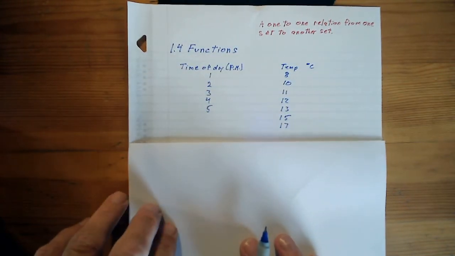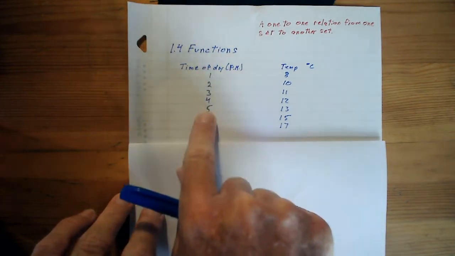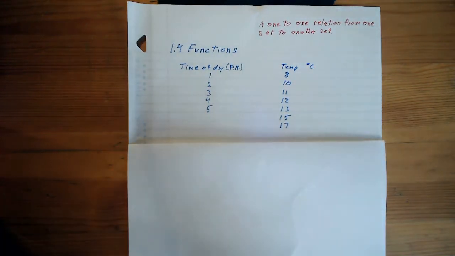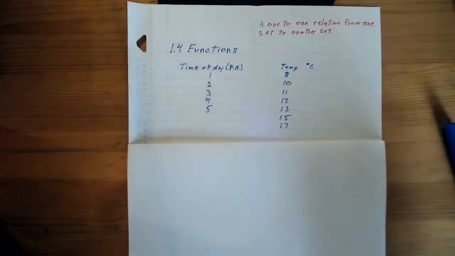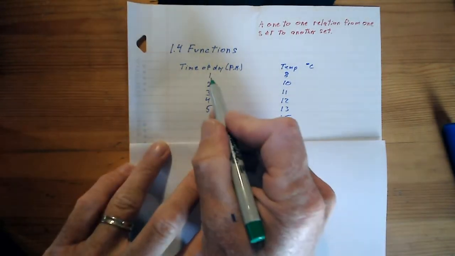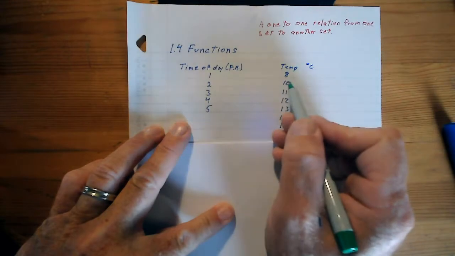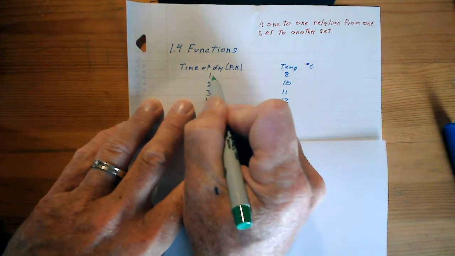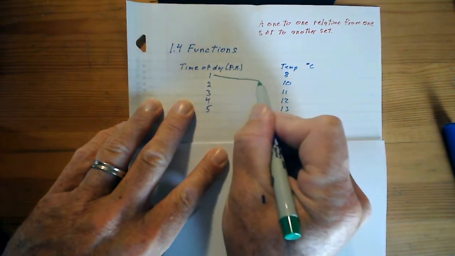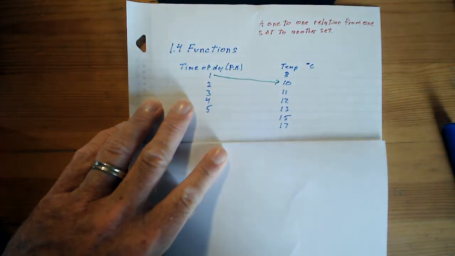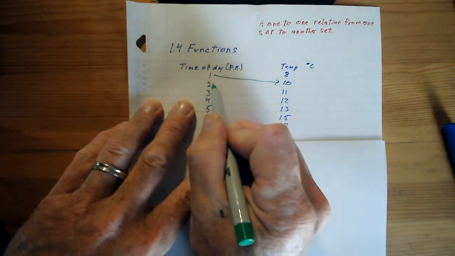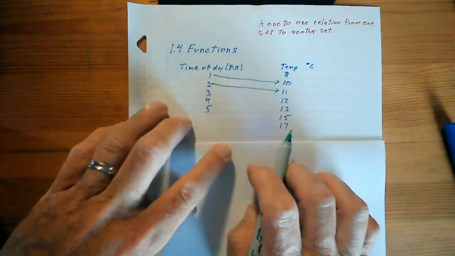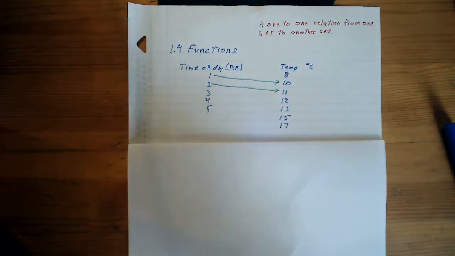Let's say we've got one set of data, time of day, and compare it to another set of data, the temperature. A one-to-one relation means that every item in this time of day is mapped to only a single item in the other data set. So for example, at 1 o'clock p.m., maybe it is 10 degrees Celsius. And then it starts to warm up a little bit, and at 2 o'clock p.m., it's 11 degrees Celsius. So there's mapping nice and cleanly from 1 to 1.